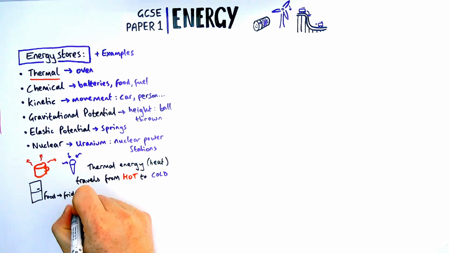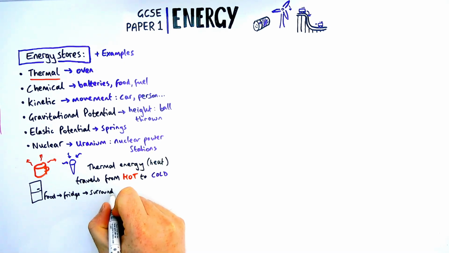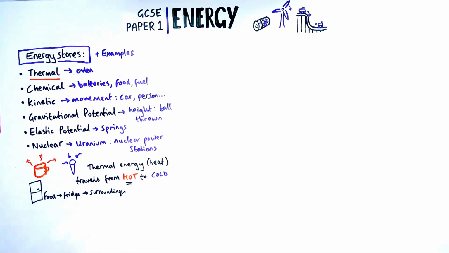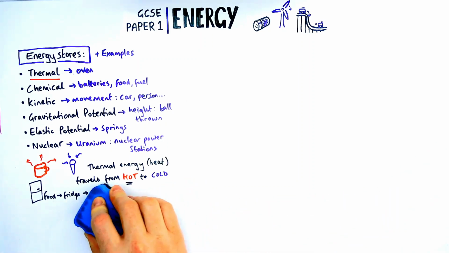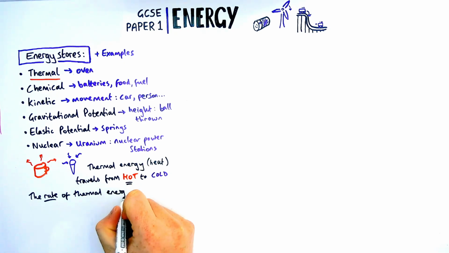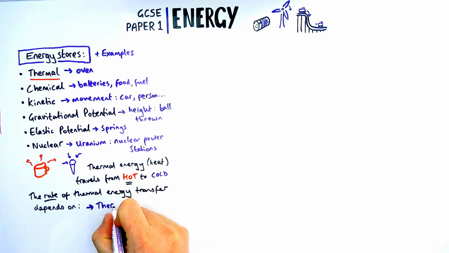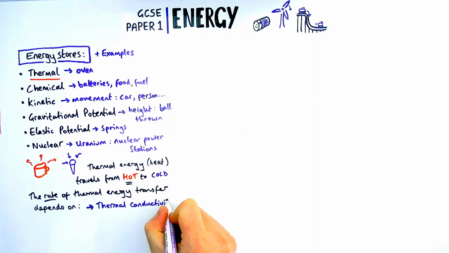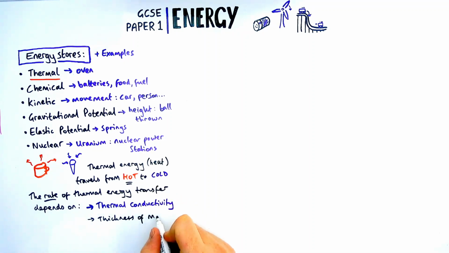In a fridge, for example, your food is hotter than the fridge, so the heat transfers from your food into the fridge and then through the back of the fridge to the surroundings. The rate of thermal energy transfer depends on three things: this thing called thermal conductivity, the thickness of the material, and the temperature difference.